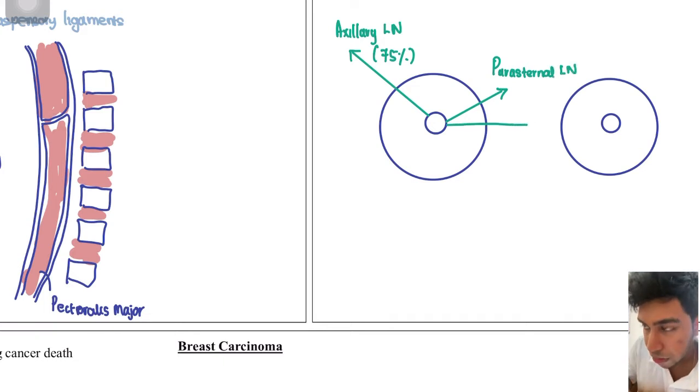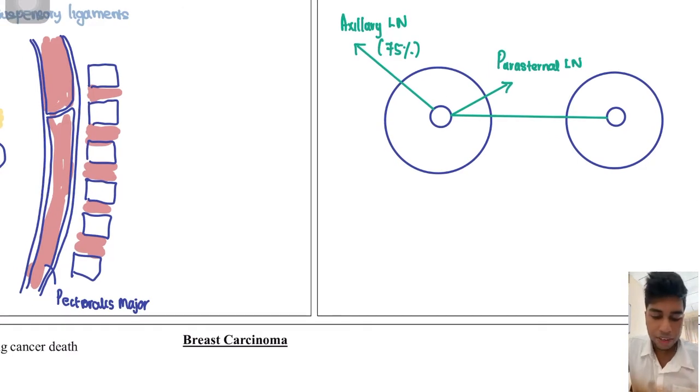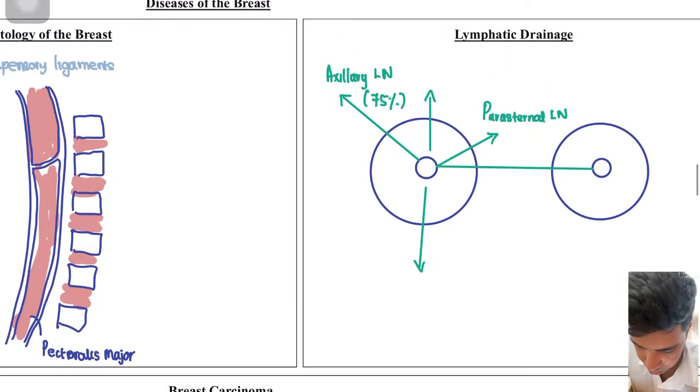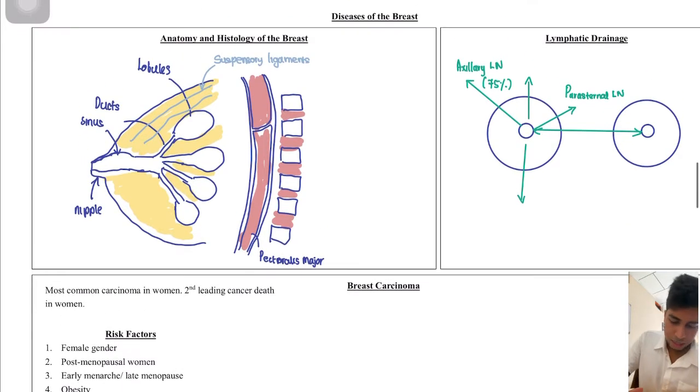There's also going to be communication between the two breasts. Okay. And then we also have supraclavicular lymph nodes. We have inferior phrenic lymph nodes. But for us, the main things we need to know are these three. The fact that tumors can spread to the axillary lymph nodes most commonly, or the parasternal lymph nodes, or the contralateral breast. Okay. So that's the basics for the breasts.